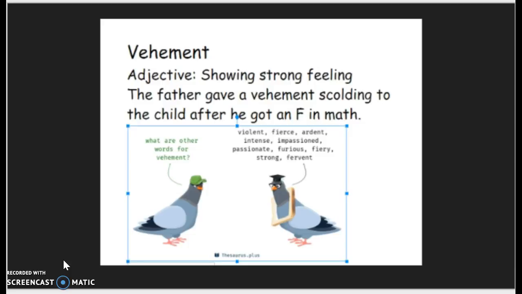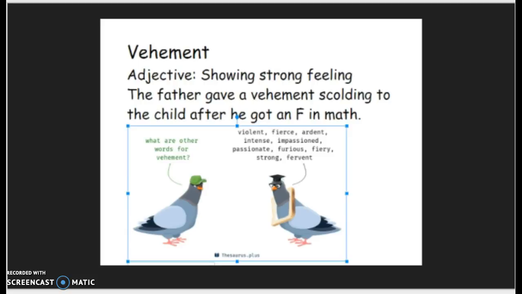So for vehement, you can't really have a picture for it. So I have an image here where it gives synonyms for the word. So it has words like violent, furious, strong, intense, just to help students understand what vehement means through synonyms.